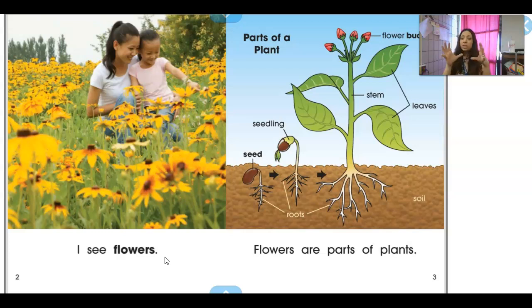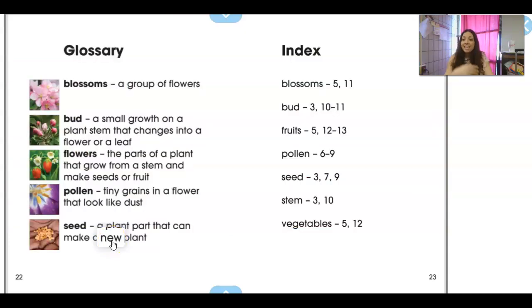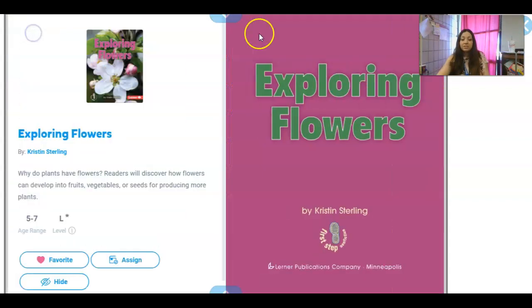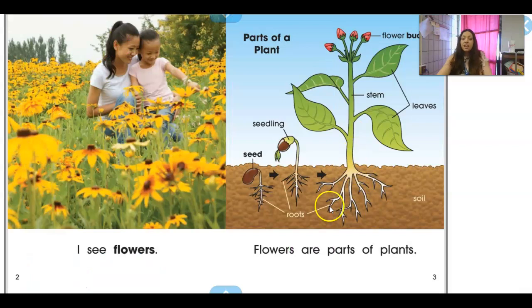That's right, it's bolded, it's bigger, it is darker, so it stands out. Now remember, we have that bolded text. So look, if I didn't know what that word flowers was, I can look back in the glossary. Flowers will tell me the parts of a plant that grow from a stem and make seeds or fruit. So then I can go back to my page and I can move on to the next page. You guys should be able to read this too.